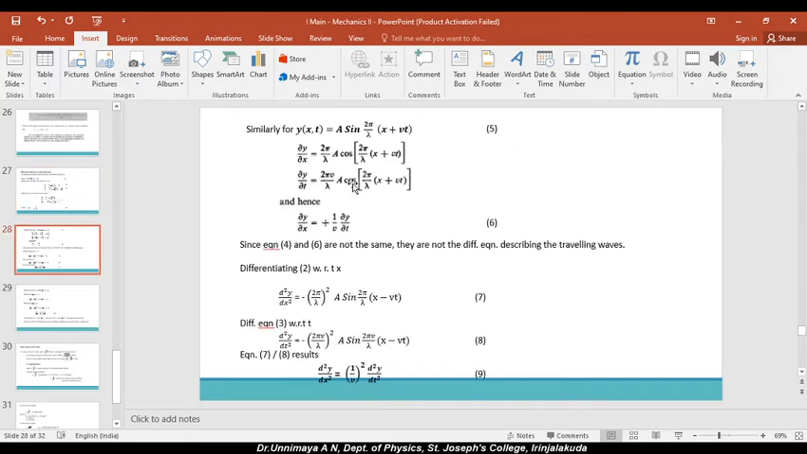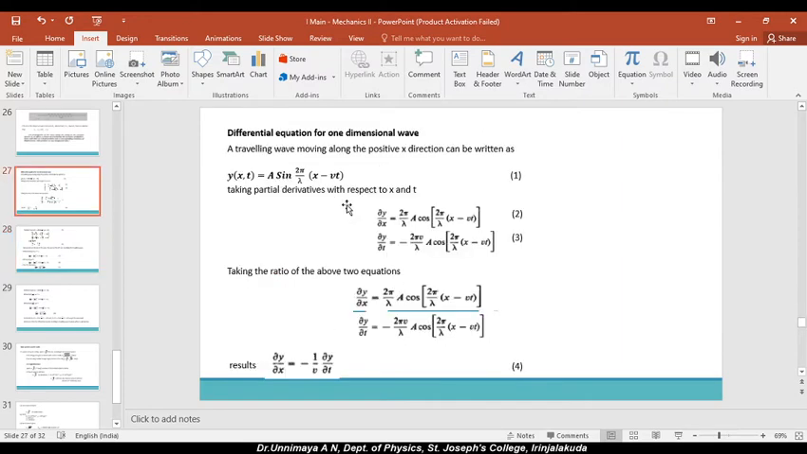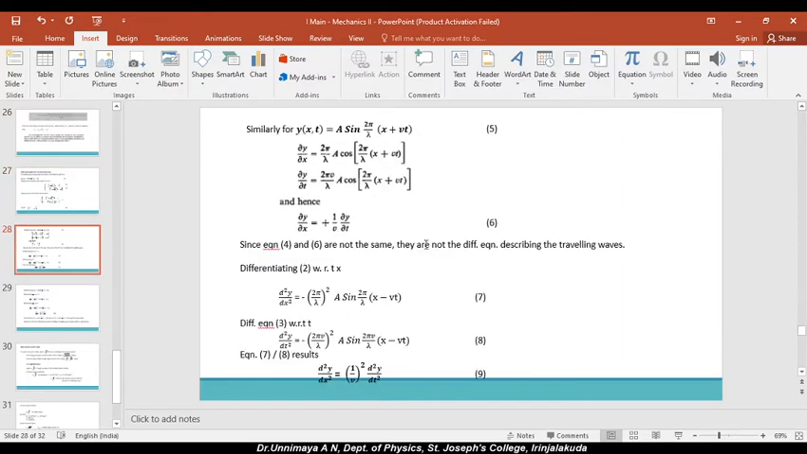And for the wave moving in the negative x direction, the expression is a sin 2π/λ (x + vt). We take the partial derivative of this relation with respect to x and t and divide those relations, and we get ∂y/∂x is equal to plus 1/v ∂y/∂t. Since equation 4 and equation 6 are not the same, they cannot be considered as a differential equation describing a traveling wave. So we again differentiate the partial derivatives.